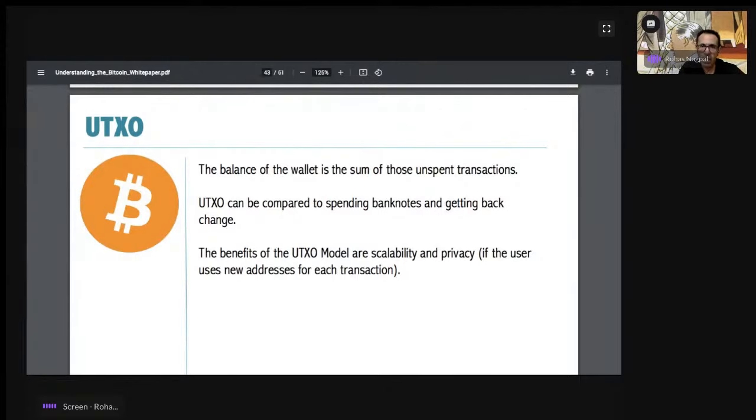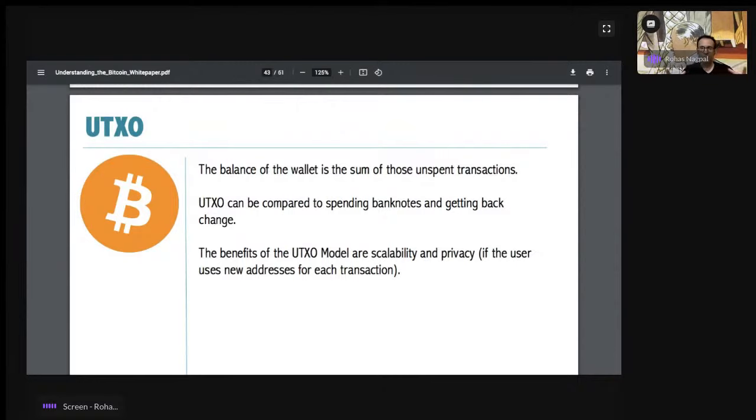So the balance of a Bitcoin wallet is the sum of all those unspent transactions. And like I said, UTXO is like spending banknotes and getting back change. The benefits are scalability and privacy. Privacy is only there if you use new addresses for each transaction, and that is recommended in the white paper: every time you make a transaction, use a new address.